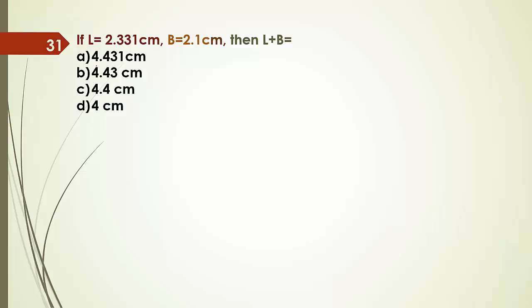31st question. If L equals 2.331 centimeter, B equals 2.1 centimeter, then L plus B equals. Two numbers are given. We have to add these two numbers. This is significant figures in addition. L plus B equals. What is the value of L? 2.331 plus B value is 2.1. What is the answer? 2.331 plus 2.1 gives 4.431 centimeter.